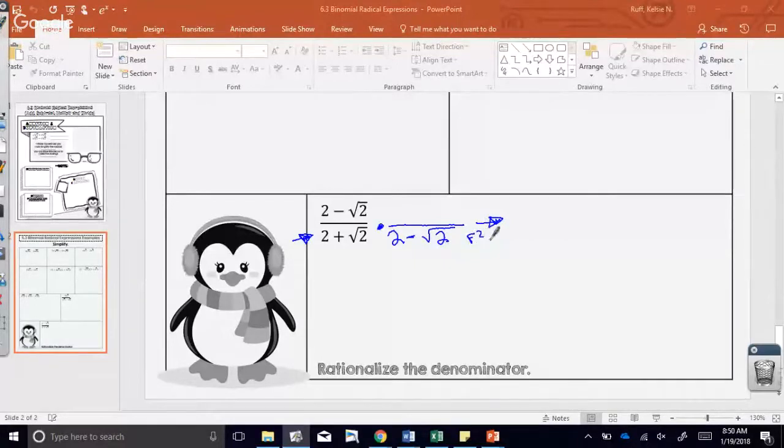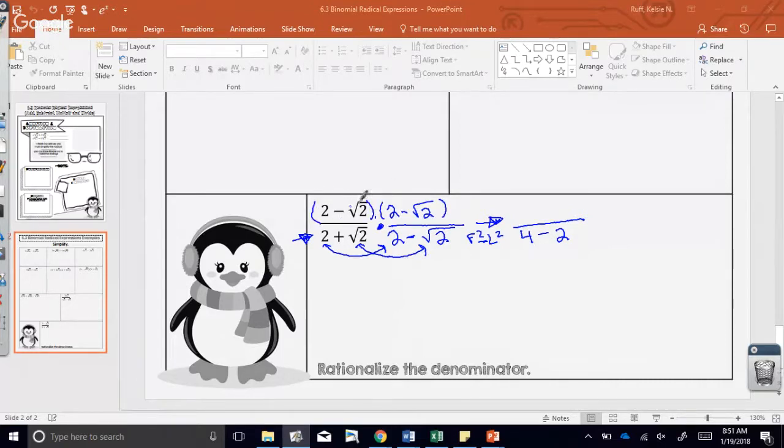And we said the shortcut to multiplying conjugates is first squared minus last squared. So I've got 2 times 2, or 2 squared, which gives us 4, minus root 2 times square root of 2, which just gives us 2. On the bottom, I also have to come put on the top.